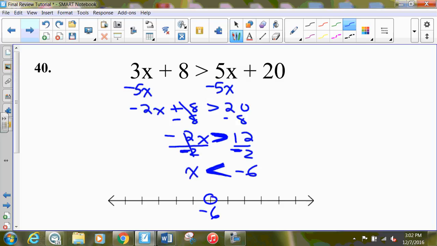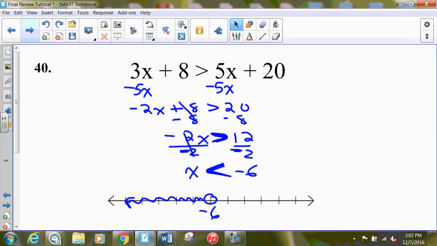And so we're going to go ahead and graph it. There's no equal sign underneath, so it's an open circle. And we shade to the left because it's less than.